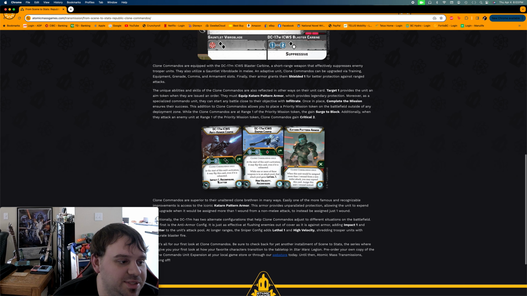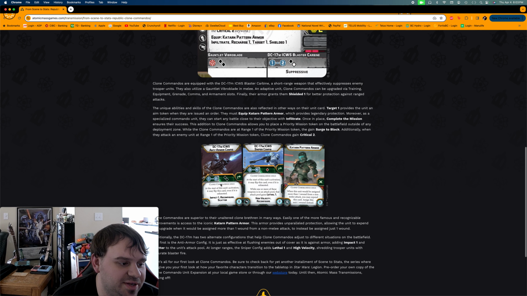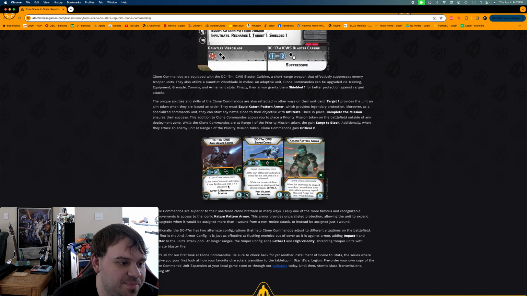So there's the anti-armor configuration. It's got a range 1-2, two black dice. At the start of this unit's activation, you may flip this card, even if it's exhausted. Impact, reconfigure, and scatter.